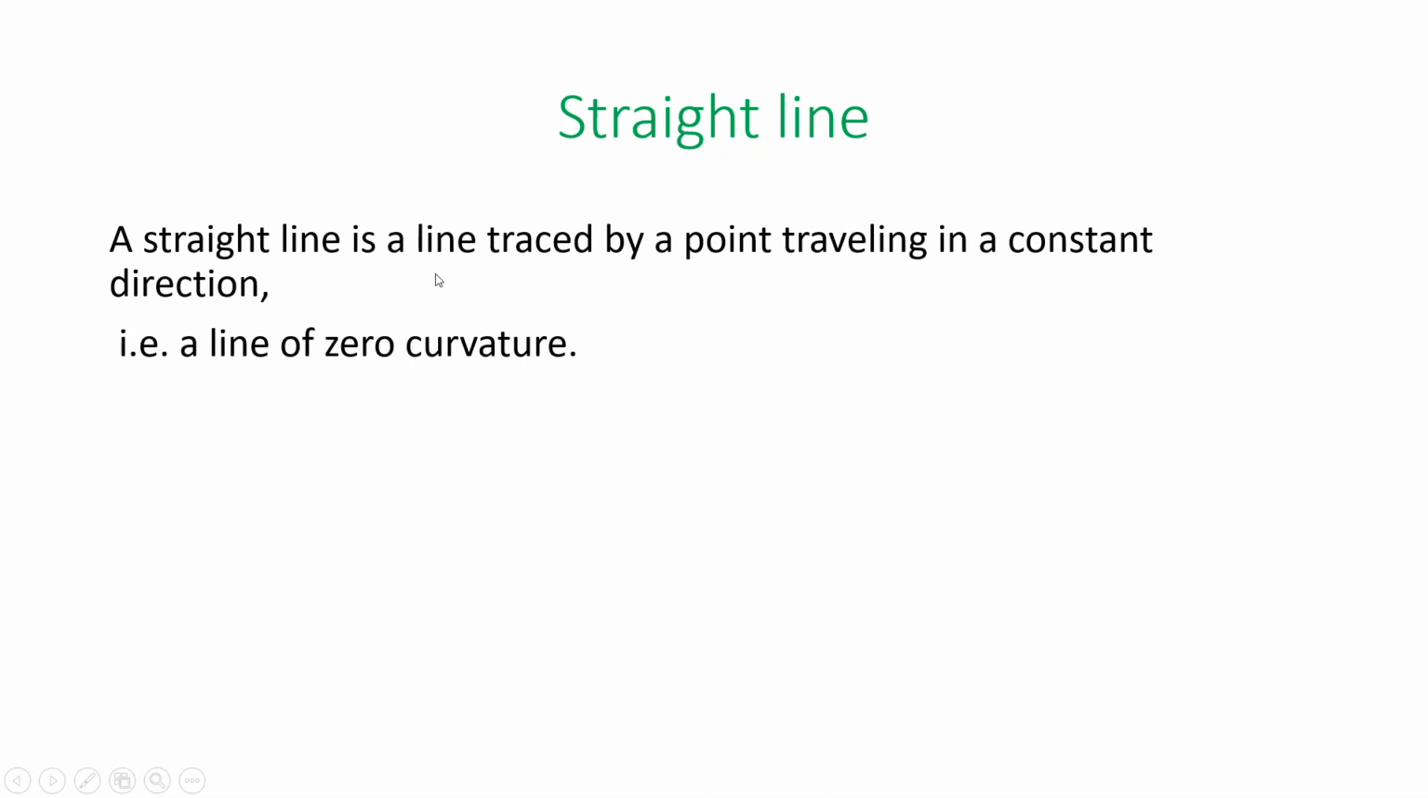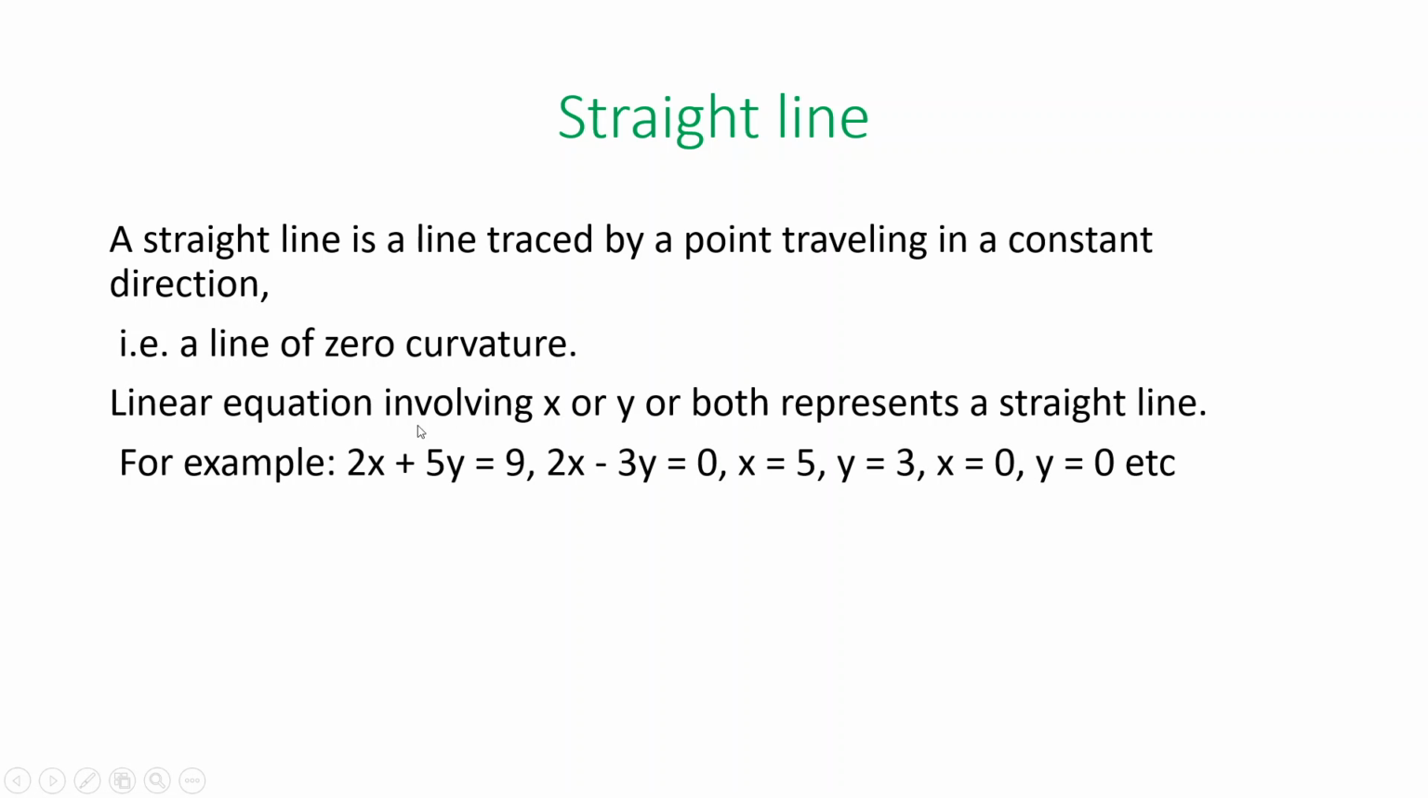Straight line. A straight line is a line traced by a point traveling in a constant direction, that is, a line of zero curvature. A linear equation involving x or y or both represents a straight line. For example, 2x + 5y = 9, 2x - 3y = 0, x = 5, y = 3, x = 0, y = 0, etc.